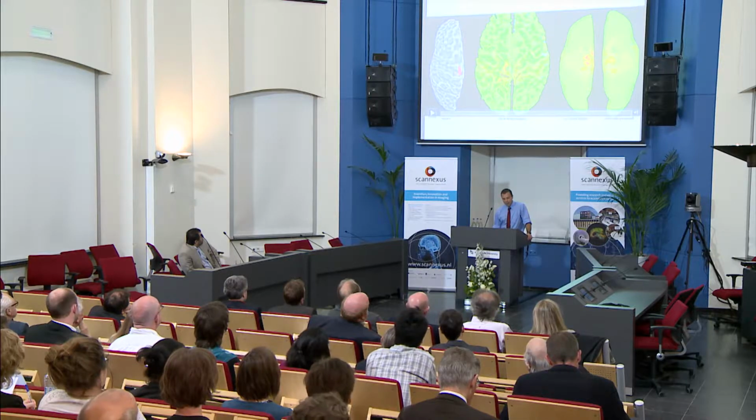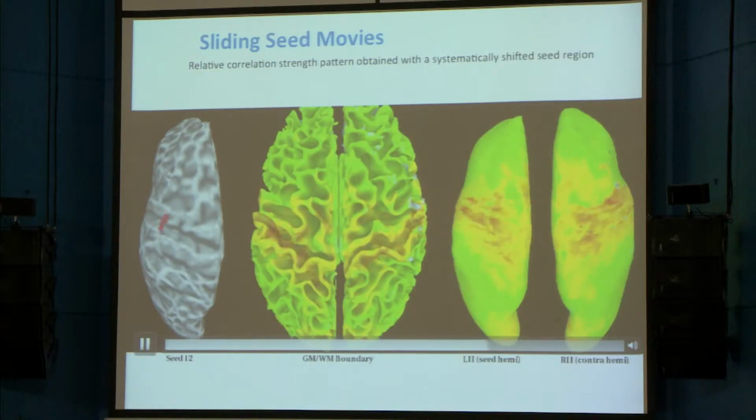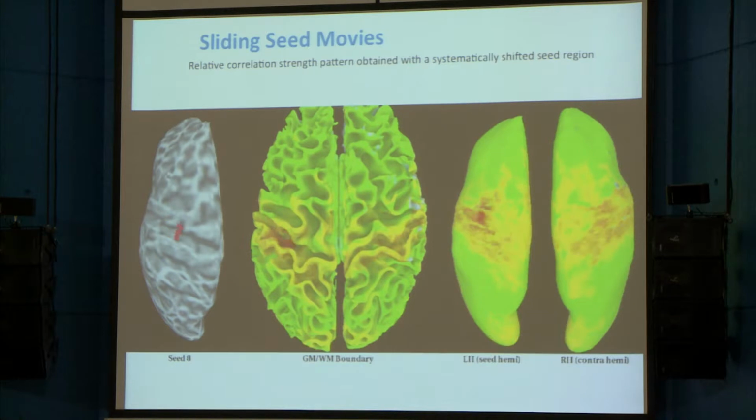And you can do other things too. This is some of our own data, making movies of our seed voxels. Basically, if we move our seed voxel, this is in red right here, we can see along the left motor cortex, we can see that corresponding to the right motor cortex, both with two different ways of displaying the surface data.